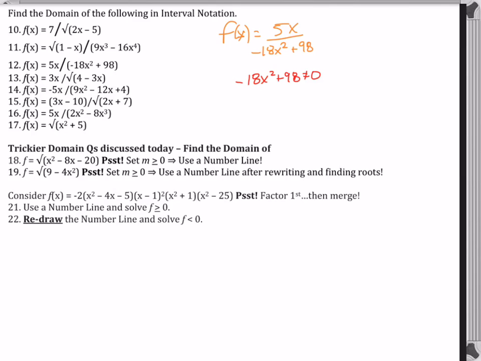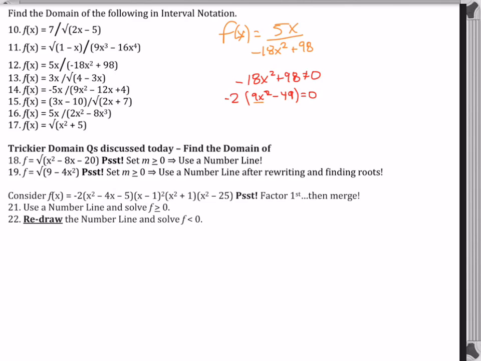So negative 18 and 98, I believe, if I'm doing my math correctly, I can pull out a number from both of those. I'm trying to think, does 9 go in there? Not quite sure, but they're both even, so I'll just pull out a negative 2 to start. That's going to give me 9x squared minus, and I believe that would be 49. Well, I'm glad I pulled out negative 2 there, because it gives me 9x squared minus 49.